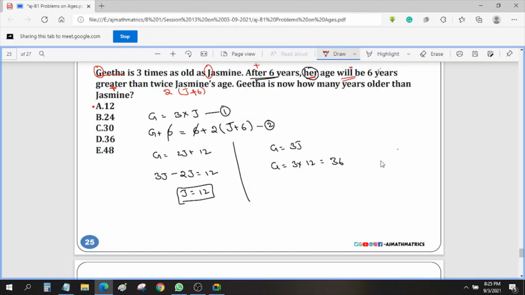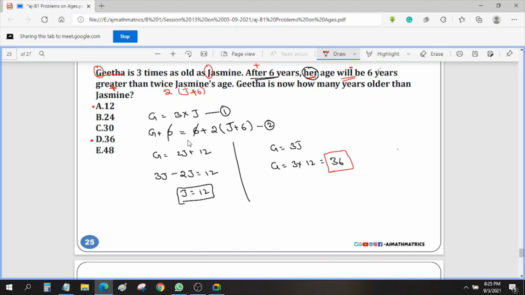Okay, so we are getting g equal to 36, and we'll go with that also. See, D option is 36, but still it is wrong answer. Why is it wrong answer? Because that is Geeta's present age. So Geeta's present age is 36, but what we are going to find out is how many years older Geeta is than Jasmine now.